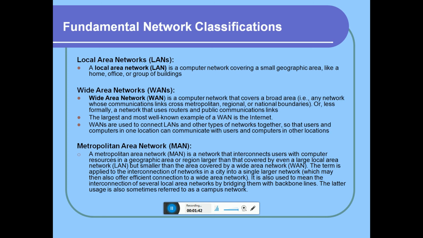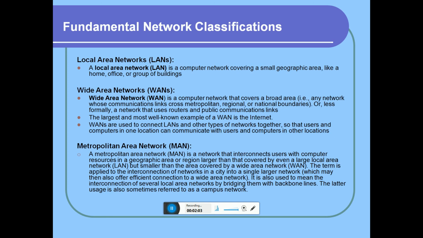The wide area network, WAN. This is a computer network covering a broad area. The largest and most well-known example of a WAN is the Internet. WANs are used for connecting LANs and other types of networks together, so users and computers in one location can communicate with users and computers in other locations.